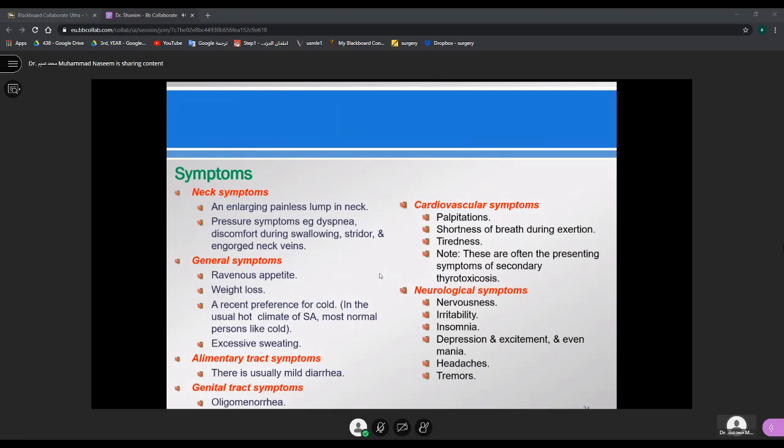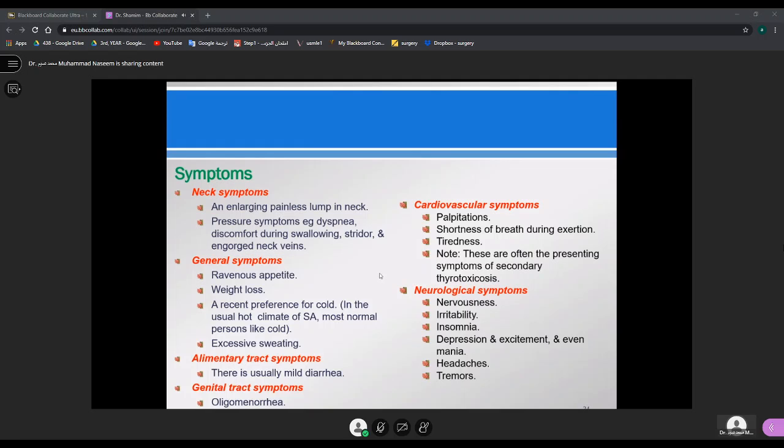as in simple goiter. But in simple goiter, thyroid hormone level is normal, so there are no endocrine symptoms. Here, because the thyroid hormone level is increased, in addition to the neck symptoms and pressure symptoms, you will also find the symptoms that occur due to the effect of the thyroid hormone on different endocrine systems. So neck symptoms: the patient will have an enlarging, painless lump in the neck. Pressure symptoms are the same: dyspnea, dysphagia, stridor, and engorgement of neck veins.